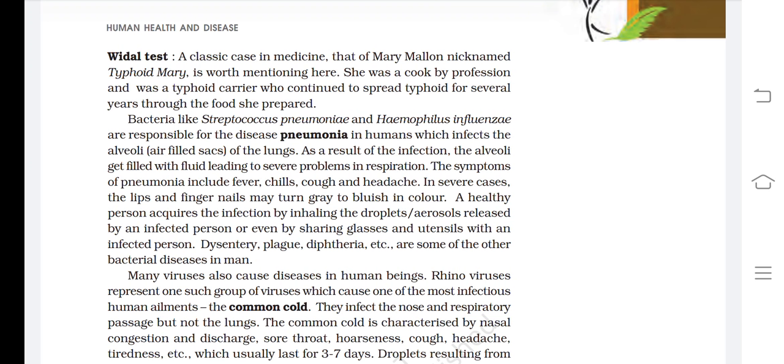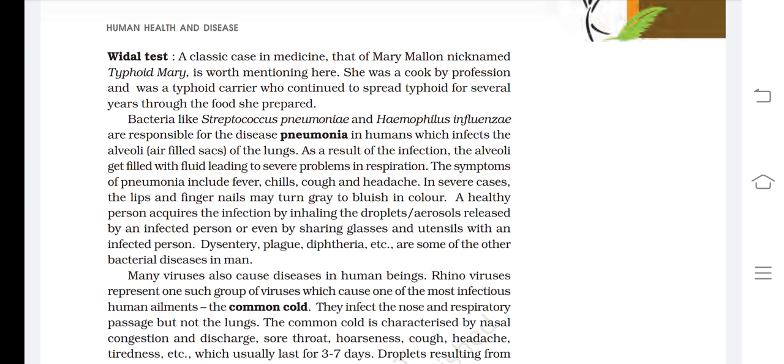Bacteria like Streptococcus pneumoniae and Haemophilus influenzae are responsible for the disease pneumonia in humans, which infects the alveoli of the lungs. As a result of the infection, the alveoli get filled with fluid, leading to severe problems in respiration. The symptoms of pneumonia include fever, chills, cough, and headache. In severe cases, the lips and fingernails may turn grey to bluish in color.